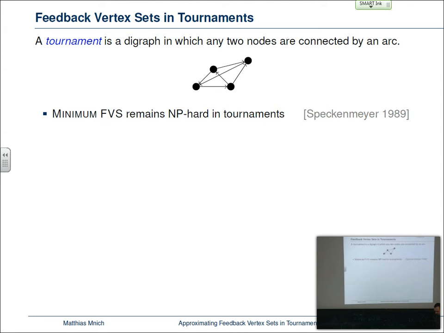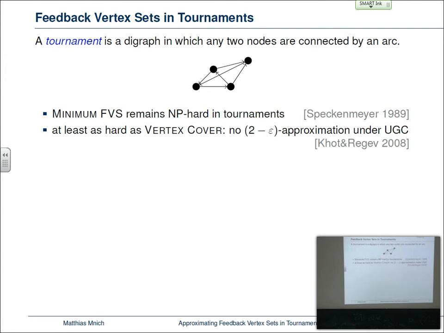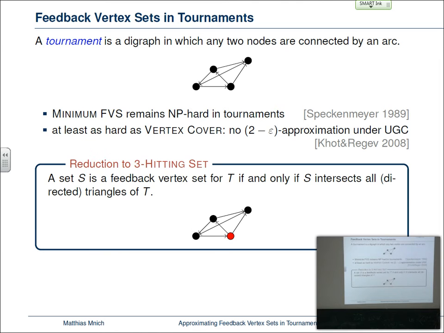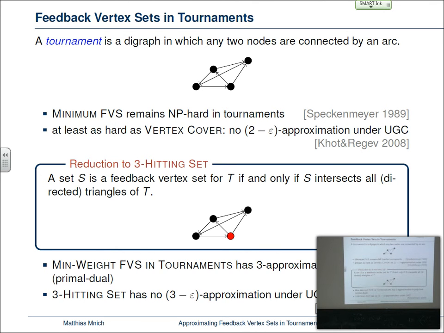That was proved by Speckenmeyer a few kilometers from here in '89. And whether or not you believe the unique games conjecture, that you can decide, but still it's at least as hard as vertex cover in general undirected graphs. So the lower bound is 2 on the approximation factor. On the other hand, you can easily get a 3-approximation for this problem because a tournament is acyclic if and only if it does not contain any directed triangles. So one direction is easy, of course, and the other direction you can also give as an exercise to students. And therefore you easily get a 3-approximation, and this also holds in the weighted case.